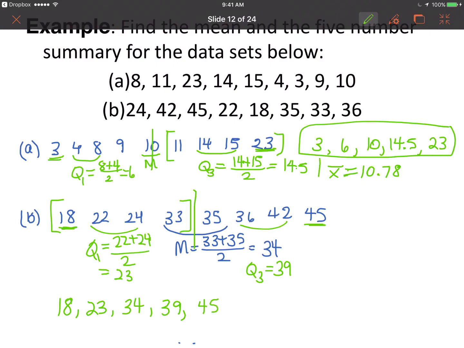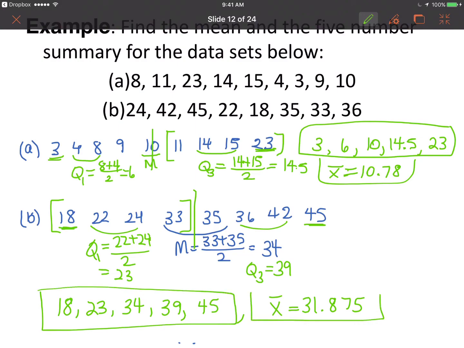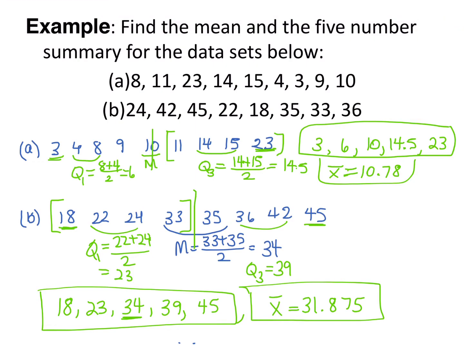The problem also asks you for the mean, and the mean I got was 31.875. Okay. So be careful of distinguishing between the mean and the median. The mean you get by adding all the numbers together and dividing by the total number of numbers. The median you find by putting the numbers in order from smallest to largest and then finding that middle number.